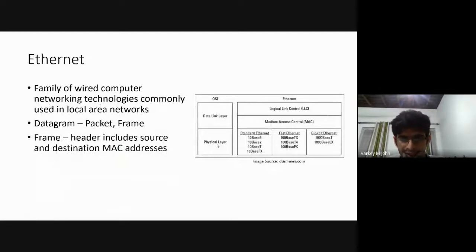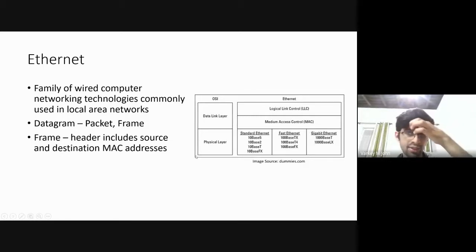Then Ethernet is also a protocol in the data link layer and the physical layer. It uses logical link control and medium access control. It checks whether the medium is free or not, and it also checks flow control and all those things that I discussed earlier.